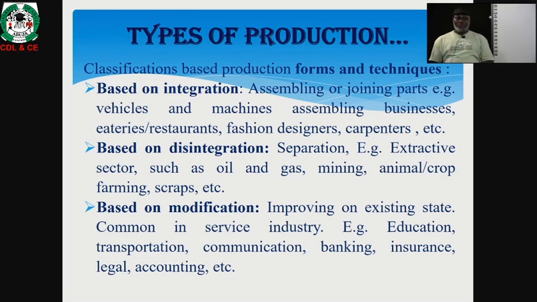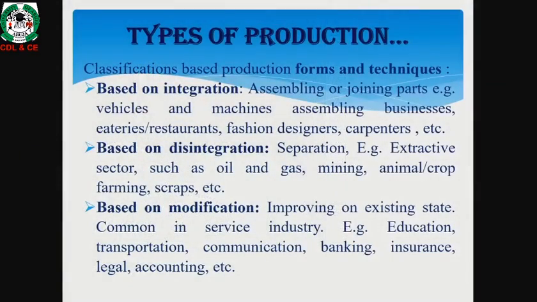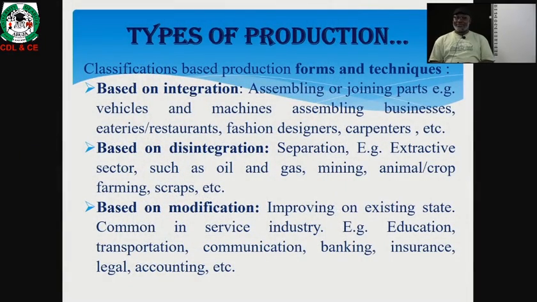The last type of production based on forms or techniques is production based on modification. What is production based on modification? What it simply means is you're improving on the existing state of a product so that it can create satisfaction for the final user. This is common in the service industry or the service sector, majorly in education, transportation, communication, banking, insurance, legal, accounting, name them.